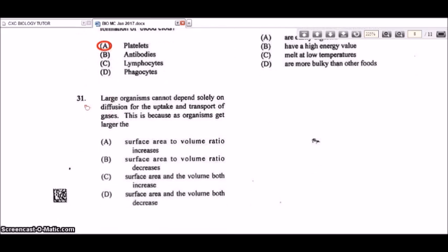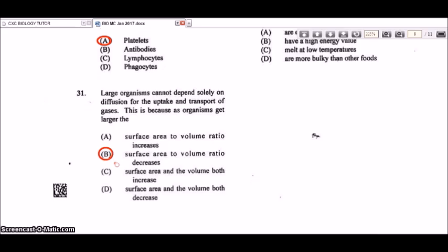Question 31. Large organisms cannot depend solely on diffusion for the uptake and transport of gases. This is because as organisms get larger, the surface area to volume ratio actually decreases. So that is why they need a special transport system. They're so large that their surface area to volume ratio would be very small. So B is the correct answer.